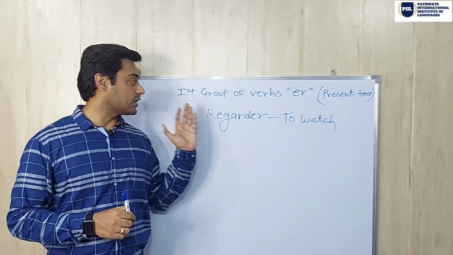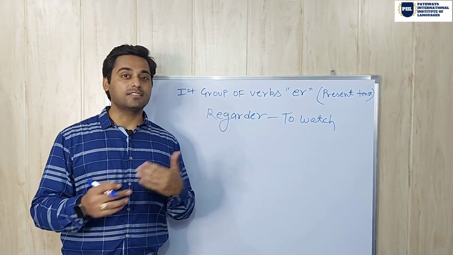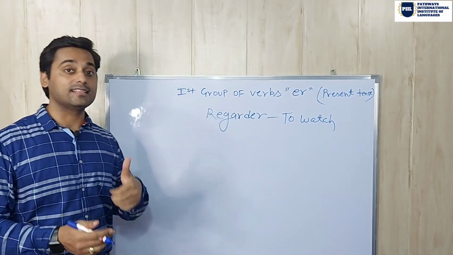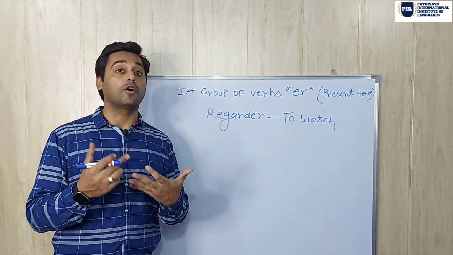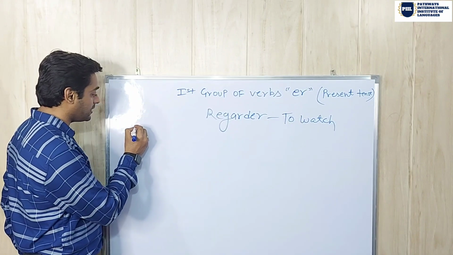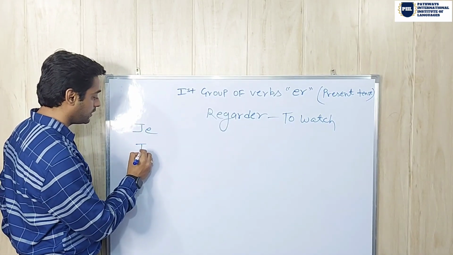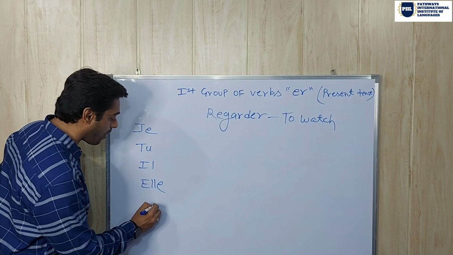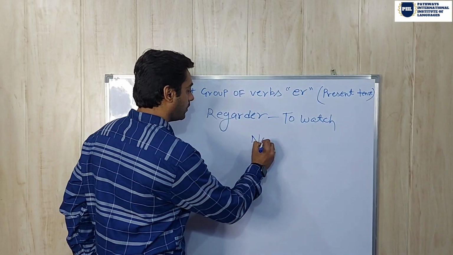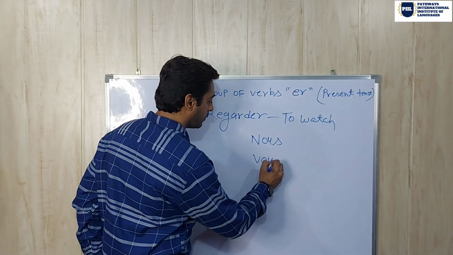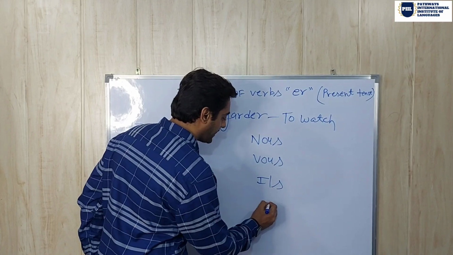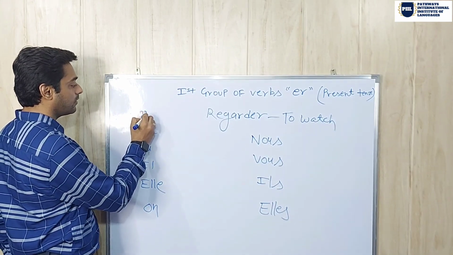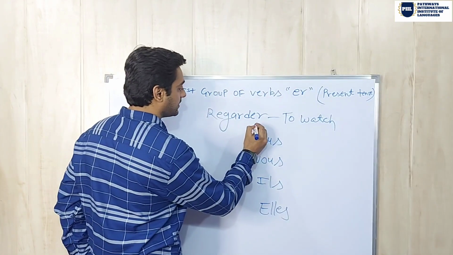So now let's focus on conjugating regular ER ending verbs in French. First and foremost, before you start conjugating this verb, the first thing you need to write down is the subject pronouns. Now what are subject pronouns in French? Subject pronouns in French are je, tu, il, elle, on, nous, vous, then again ils and elles. This is in the form of singular, and this is in the form of plural.